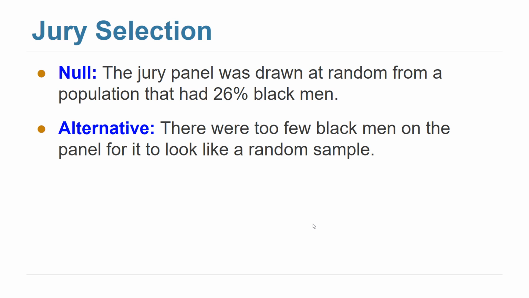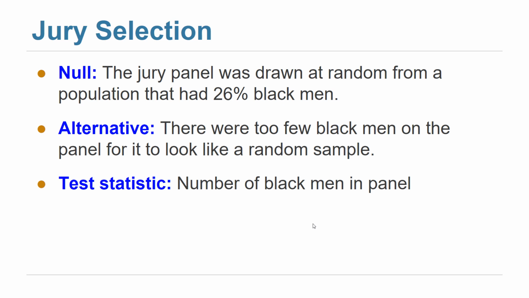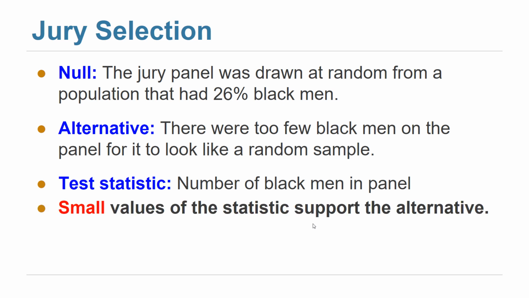In the jury selection, the null was that the panel was drawn at random, and the alternative was that there were too few black men. The test statistic was the number of black men in the panel. So small values of the test statistic support the alternative. The alternative was saying that the number of black men is small. That was the stance of Swain.